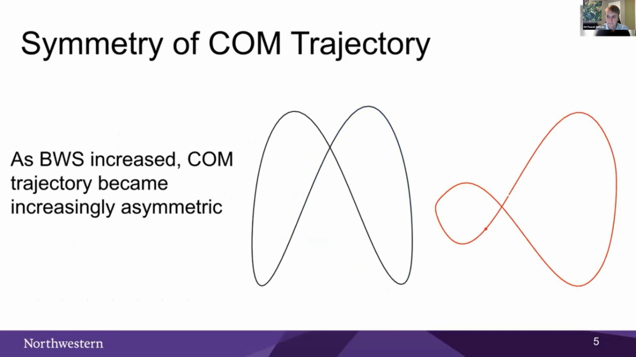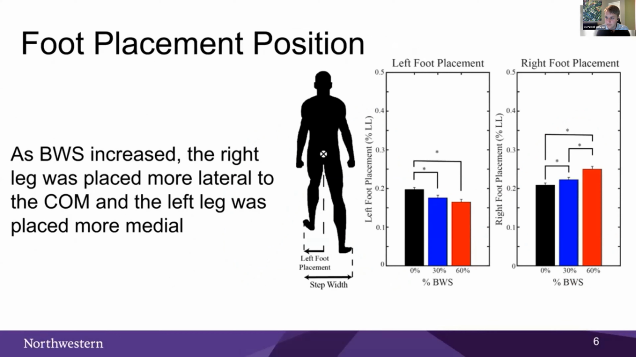So as bodyweight support increased, the center of mass trajectory became increasingly asymmetric, and high levels of bodyweight support produced center of mass dynamics that did not replicate the dynamics of real-world walking. We found a similar right-left asymmetry in foot placement position. As bodyweight support increased, the right leg was placed more lateral to the center of mass, and the right foot placement at 30% bodyweight support was significantly more lateral than at 0%. And similarly, the right foot placement at 60% bodyweight support was more lateral than at 0 or 30%.